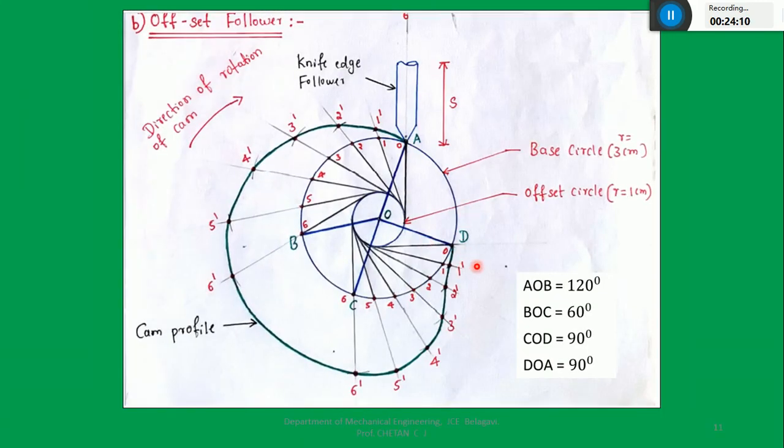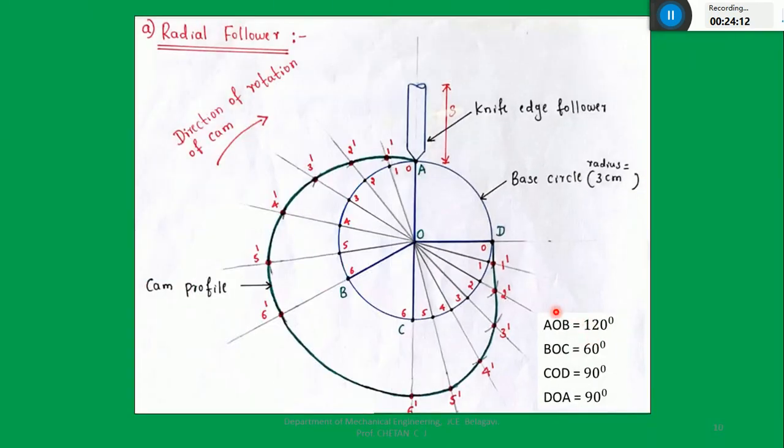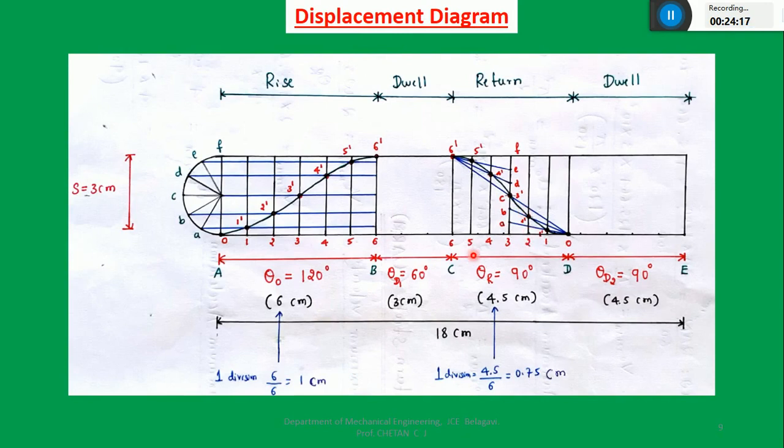So this is the fixed problem. Only they'll change the angles, and they'll change the type of motions, whether it is simple harmonic motion or uniform acceleration and retardation motion. Okay, so let me explain in the next slide.